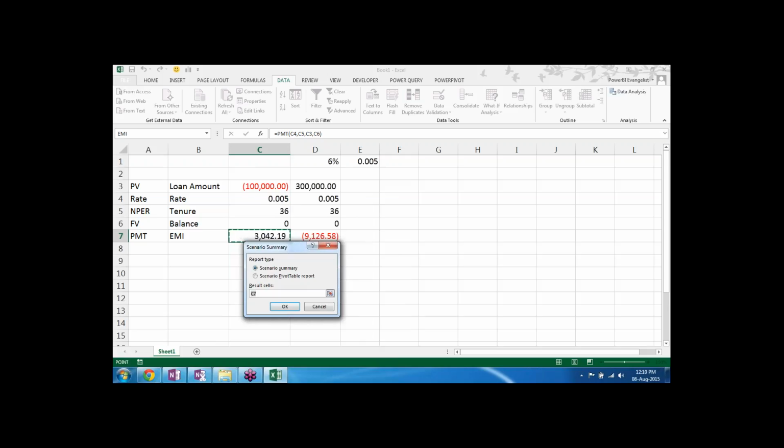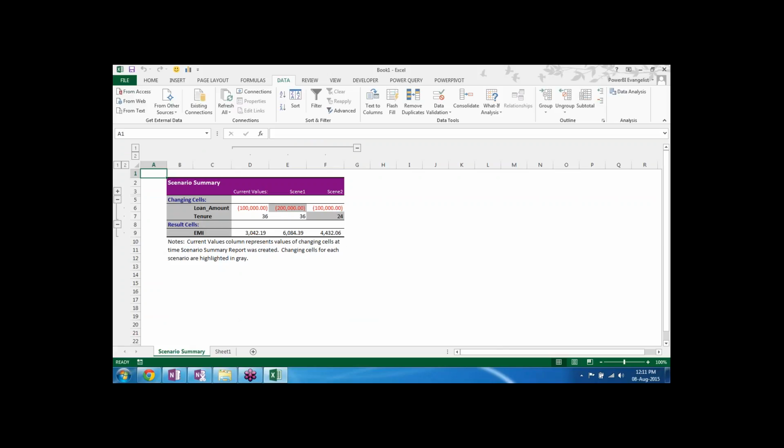Or if my tenure comes back to 24 months, then what will happen? Two scenarios are there. Tell me what will be the output. And it asks where your scenario result should be placed. I said this is my cell. The moment I say okay, it shows me another sheet, a wonderful thing. So it shows that this is your current values and this is scenario one, this is scenario two.